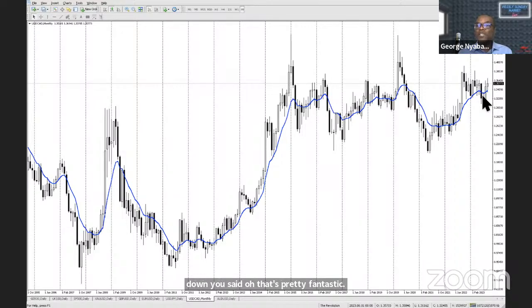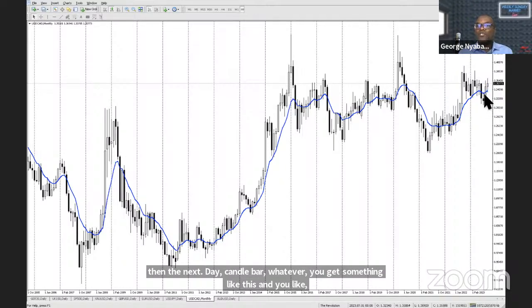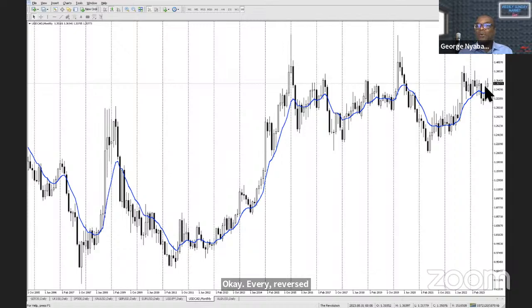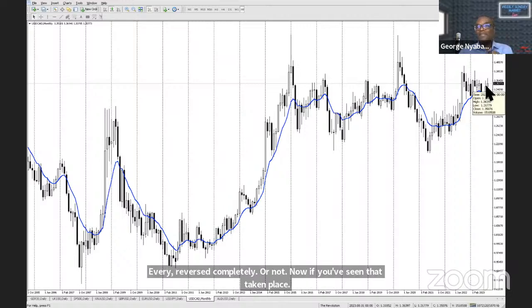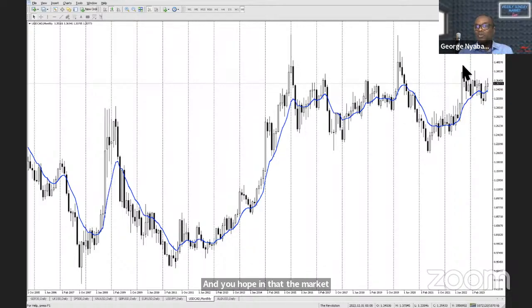My trade is working, but I don't have anywhere to tighten my stop to, so I'm just going to hold my stop. And then the next day, candle, bar, whatever, you get something like this, and you're like, ooh, okay. Have the bulls reversed completely or not? Now, if you're seeing that taking place and you're hoping that the market can accelerate down based on what you've seen, then you've got to be willing to sacrifice profits.